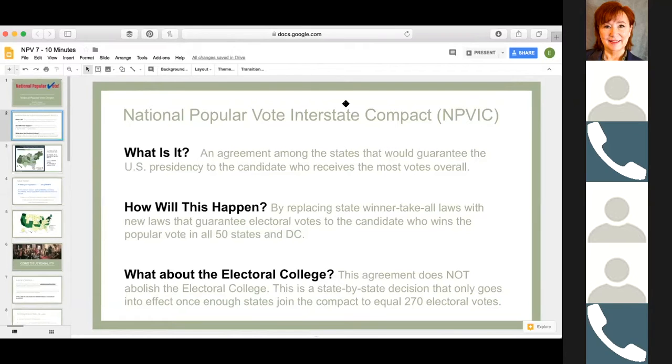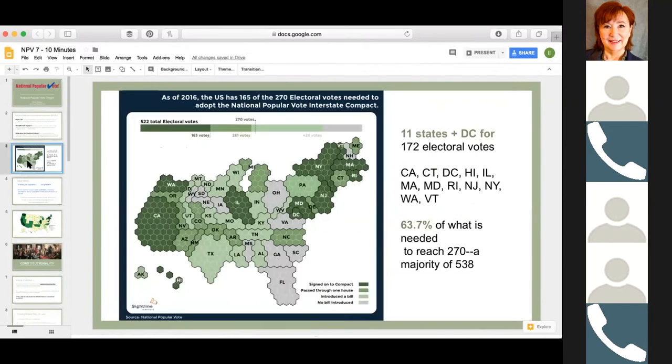So the purpose of this compact is to move us to a national campaign. The basic idea is that every vote in this country that is cast for president should be equal, and every state should be a battleground state.